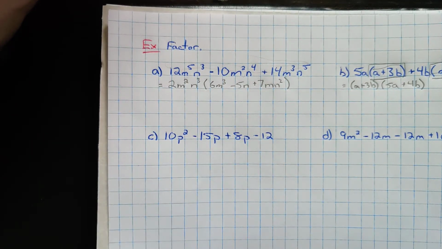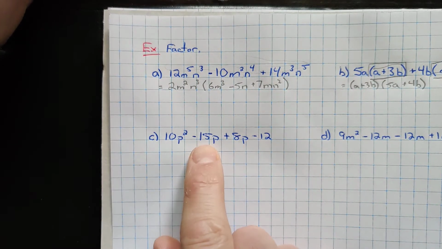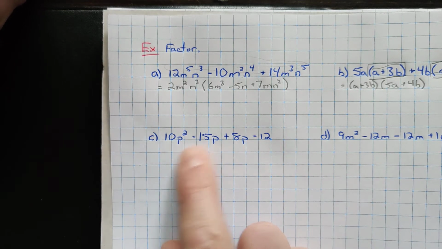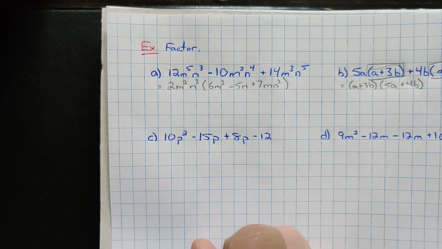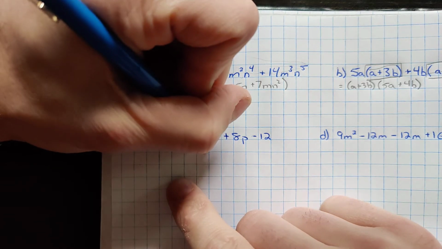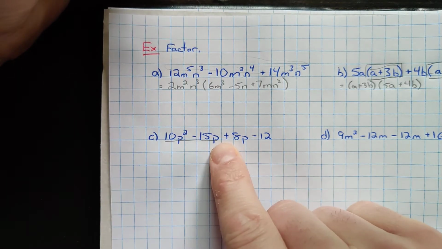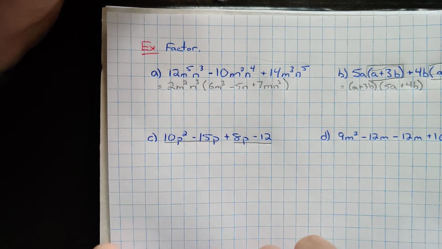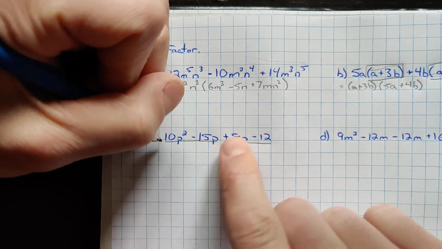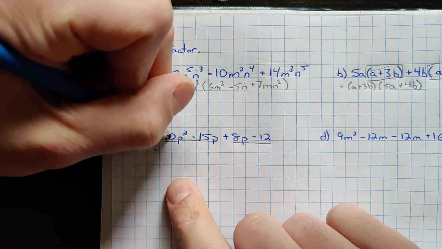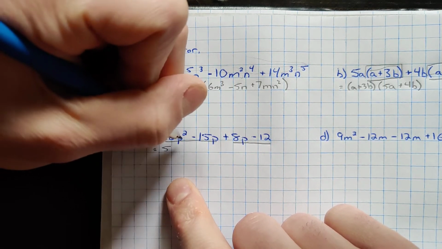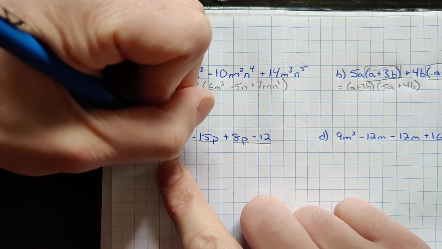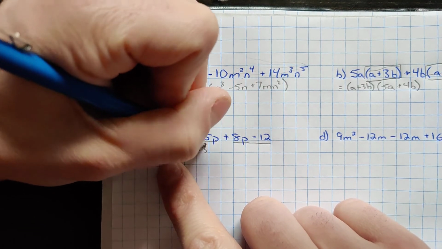So these next two are a little bit different. If we look at 10, 15, 8, and 12, they don't have any common factors. P squared, P, no common factors. But if we look at the first pair, they have a common factor, and we look at the second pair, they have common factors. We will do what's called factor by grouping. So we're going to group the first pair. 10 and 15 have a common factor of 5, and then the P, we're going to be left with 2P minus 3.